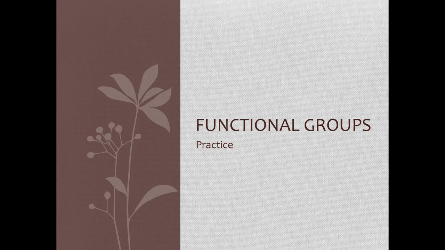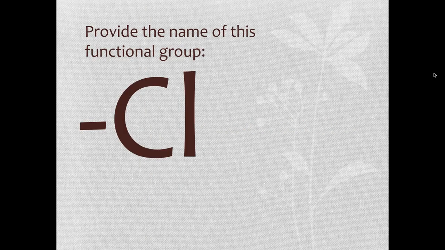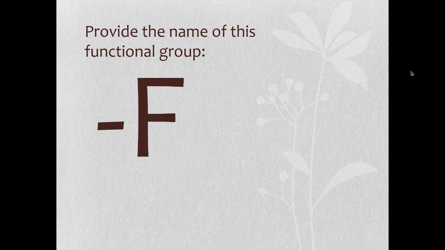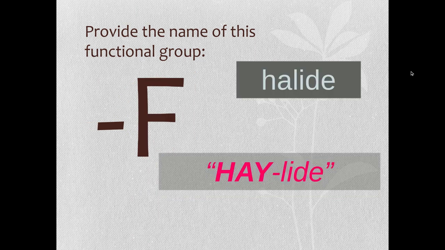Hi everyone, today I'll be going over how to pronounce the organic functional groups. When you see chlorine, because it's a halogen, we call it a halide. Sometimes it's also called a halide. Fluorine is also another halogen, so we call this a halide as well.